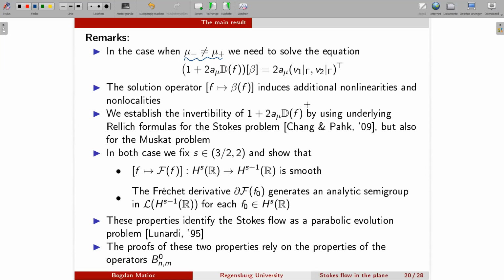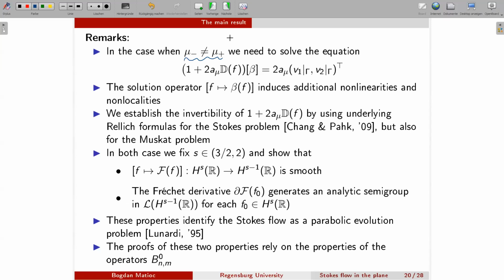And the invertibility of this operator is shown by using some underlying Rayleigh formulas for the Stokes equation. And here we were inspired by a paper of Chang and Pak from 2009, where they consider the problem in a bounded domain. In our argument, we are in an unbounded domain, so the setting is different and the arguments are a bit more complicated. But we also use underlying Rayleigh formulas for the Muskat problem.